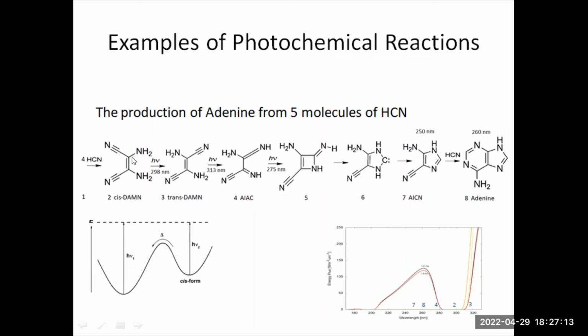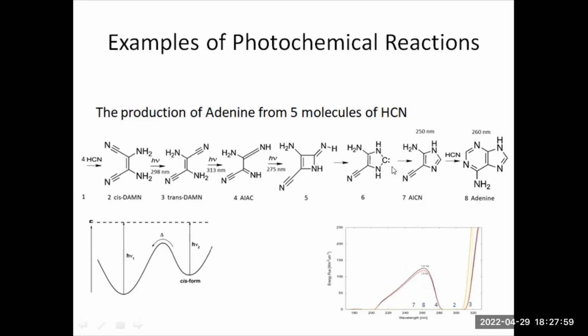Then we can have a rotation around this double bond. This is known as trans-DAM, and that is absorbing at 313 nanometers, which should be here, about here. And then by absorbing this photon at 313 nanometers, we can have a proton transfer. So we have a transfer of one of these hydrogen atoms to this nitrogen, and that gives us this reconfiguration. And then by absorbing at 275 nanometers, which is about here, we can form a ring structure here.